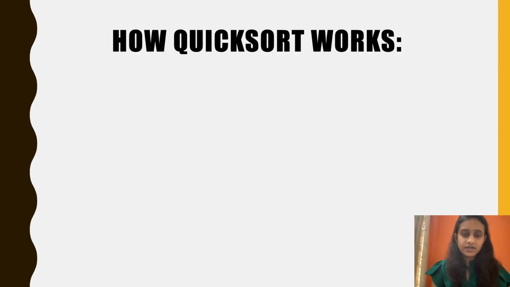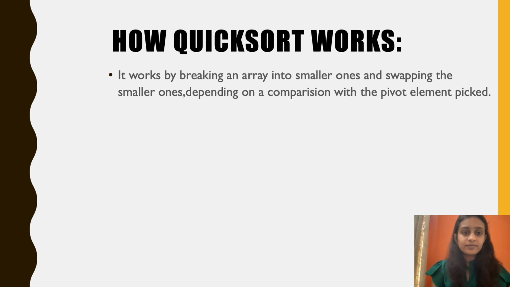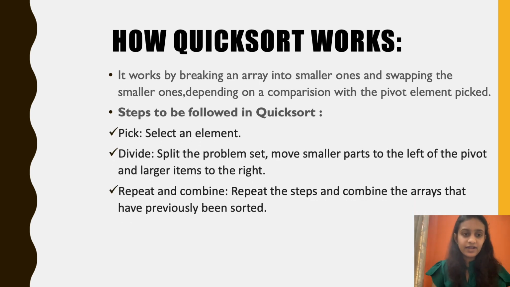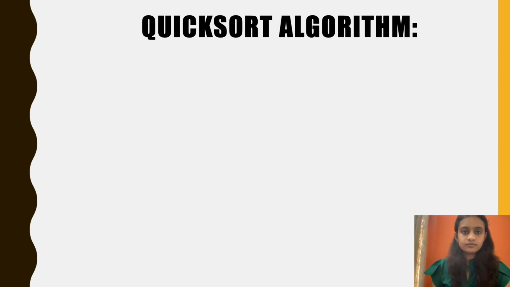How does quicksort work? As we have discussed in the previous slide, quicksort divides a vast array into two sub-arrays. So it works by breaking an array into smaller ones and swapping the smaller ones depending on a comparison with the pivot element picked. There are certain steps to be followed in quicksort. They are pick, divide, repeat, and combine. This means select an element, split the problem set, move the smaller part to the left of the pivot and the larger items to the right side, repeat the steps, and combine the arrays that have previously been sorted.